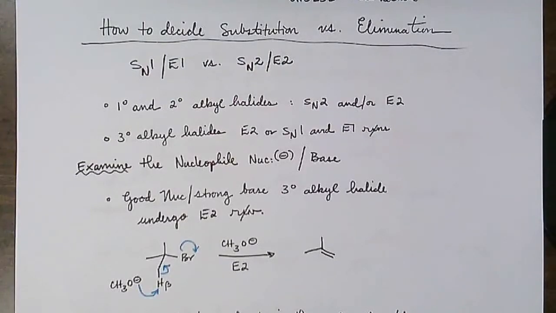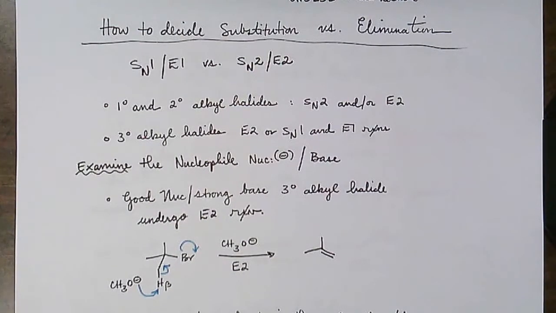So this is our short video lecture that we didn't get to finish on Friday the 27th of January 2017. This will be a brief synopsis on how to decide substitution versus elimination, namely SN1 or E1 versus SN2 or E2. In general, primary and secondary alkyl halides will undergo only SN2 or E2 reactions.